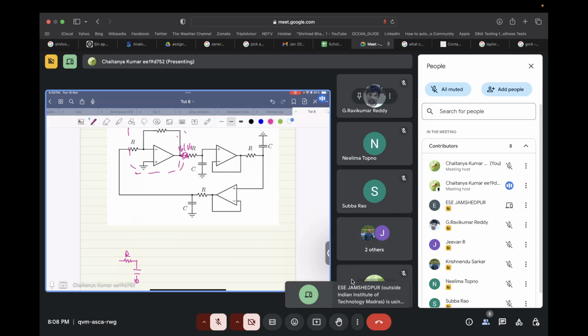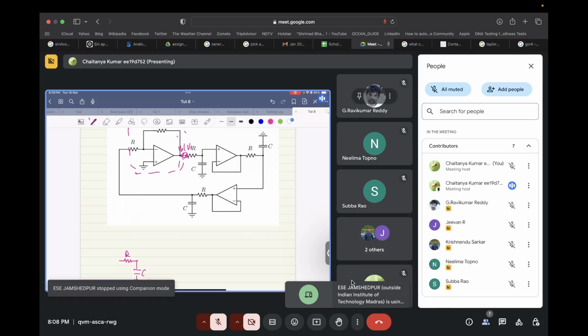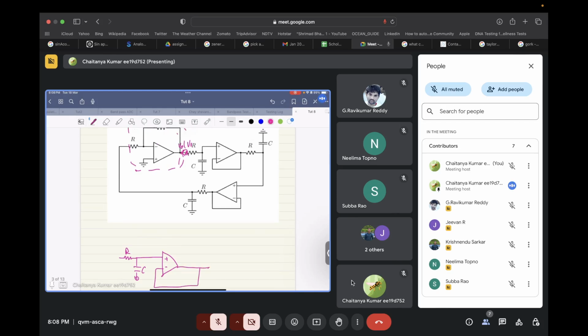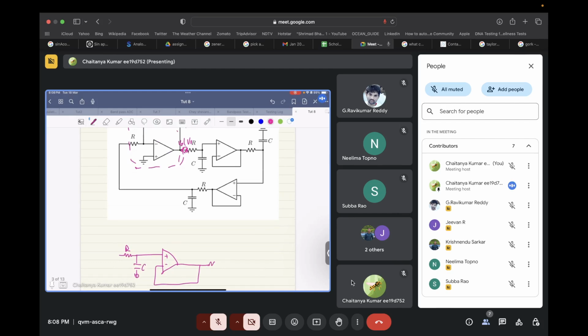we get a low pass filter like this, that is RC. Then we have this non-inverting amplifier that is acting as a unity follower. We have an RC over here.